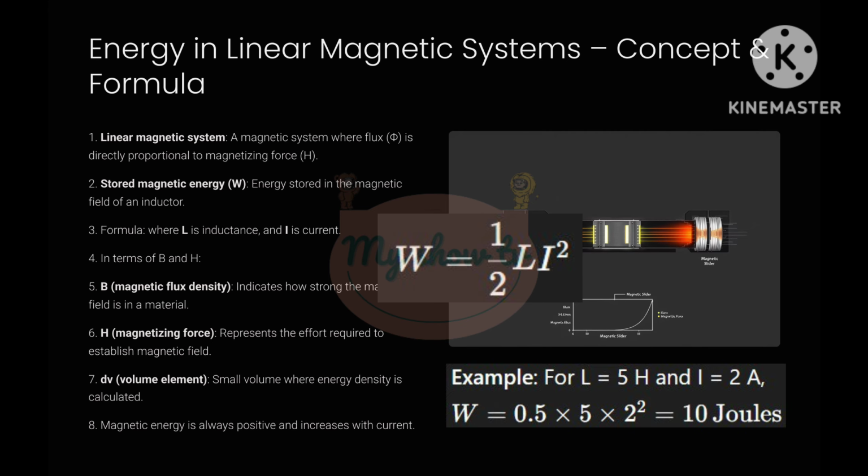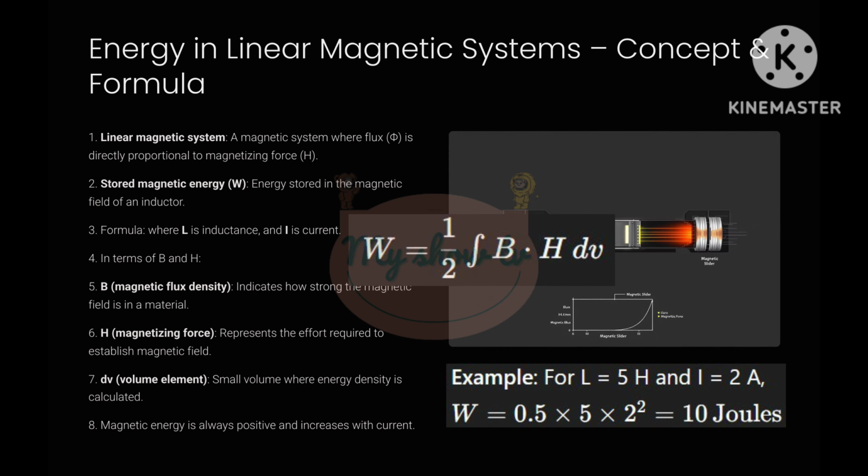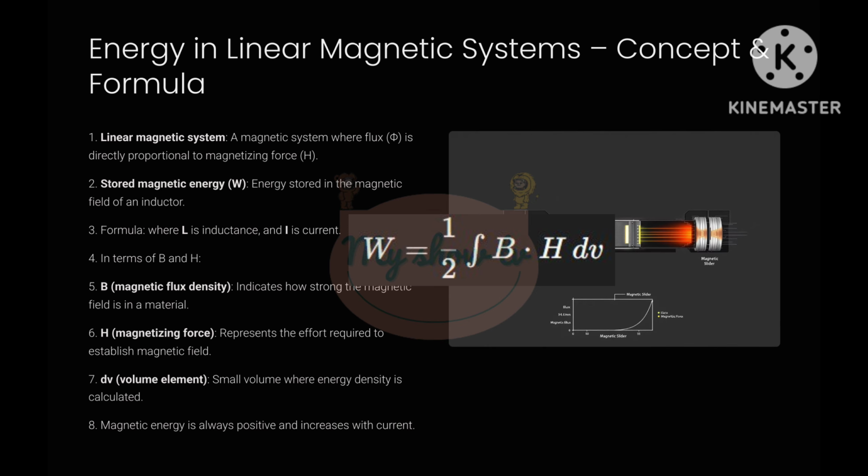Let's take a quick example. If L equals 5 henries and current I equals 2 amperes, then W equals 0.5 times 5 times 2 squared equals 0.5 times 5 times 4 equals 10 joules of magnetic energy stored. We can also express this energy using magnetic field terms.